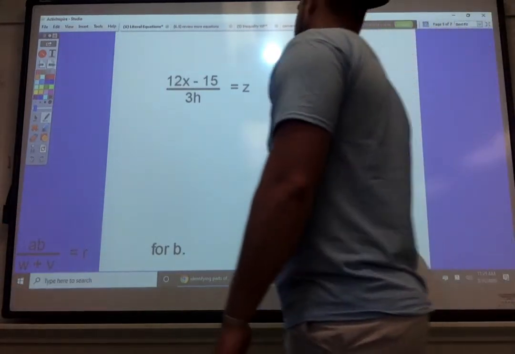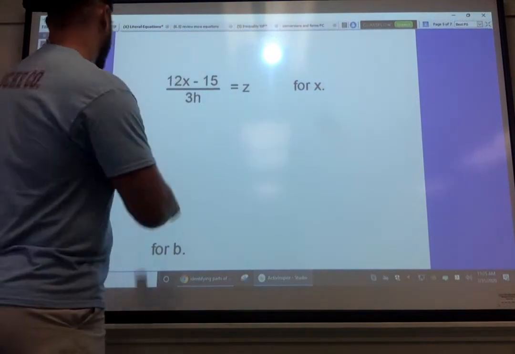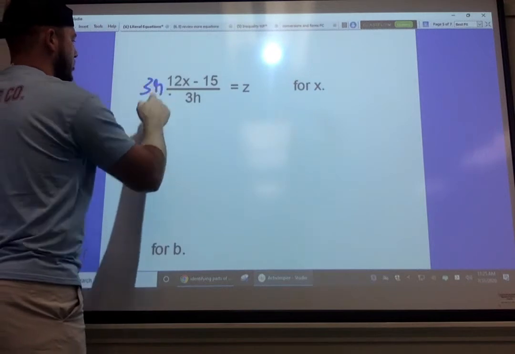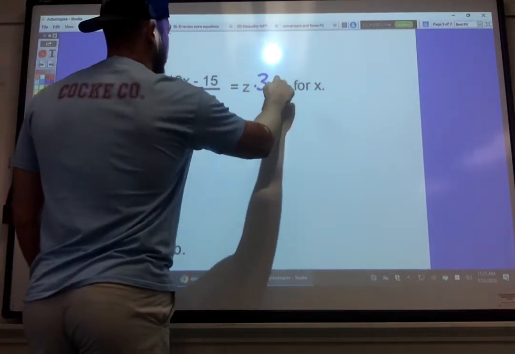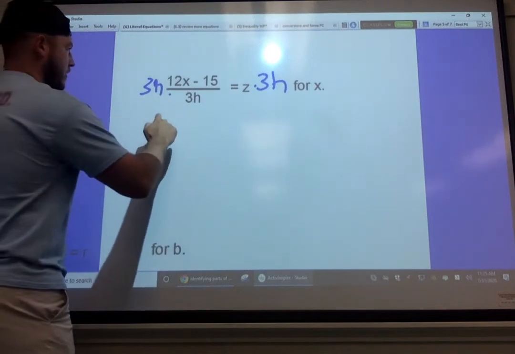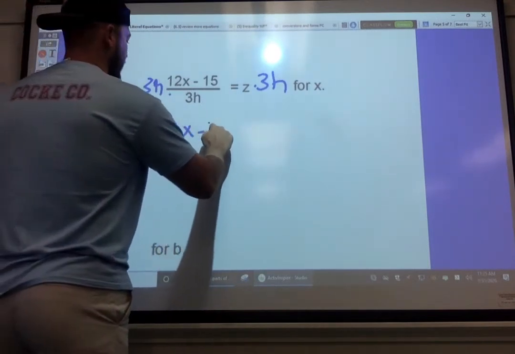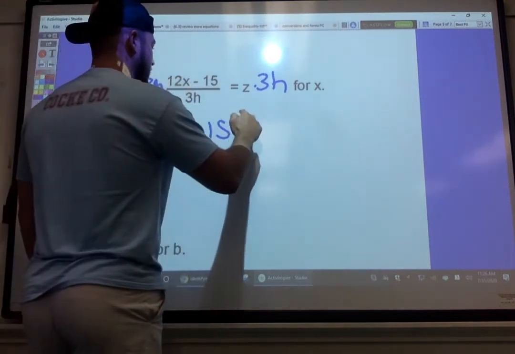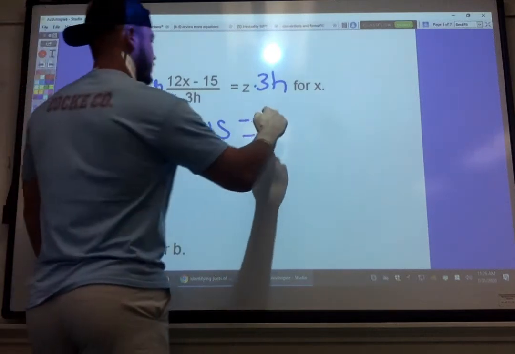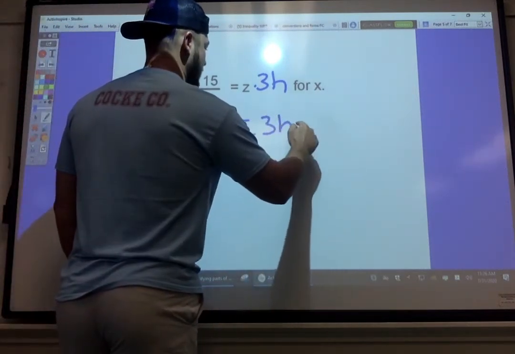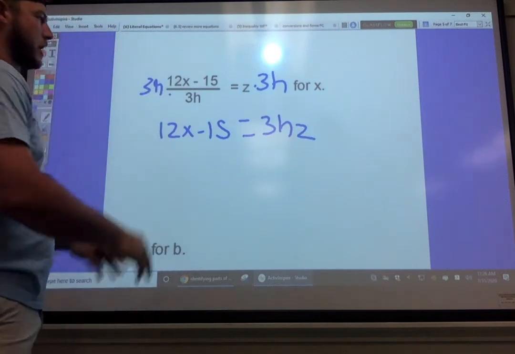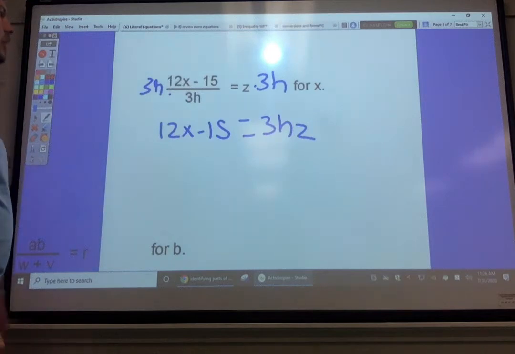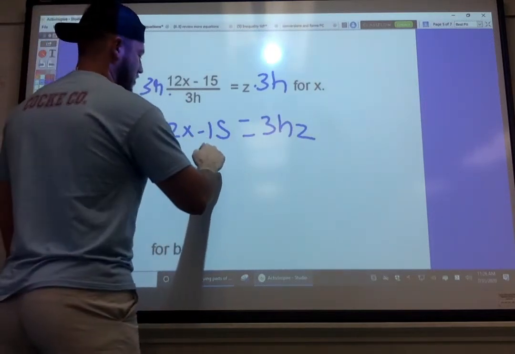All right, so we're solving for x, so we'll go pretty quickly. Hopefully you guys are getting the hang of it here. I'm going to go ahead and move this h to the other side by multiplying. We're doing the opposite. So I now have 12x minus 15. Again, I'm just rewriting my numerator because I got rid of my denominator. 12x minus 15 equals 3h times z. Since we're multiplying again, we can just write it all together. Again, solving for x, I'm going to go ahead and move my 15 over.